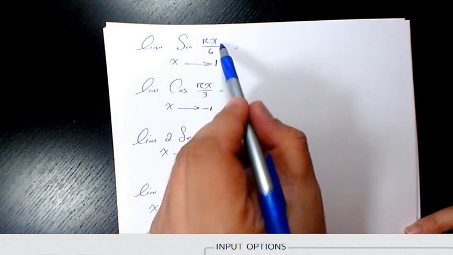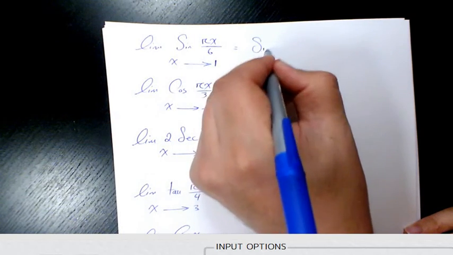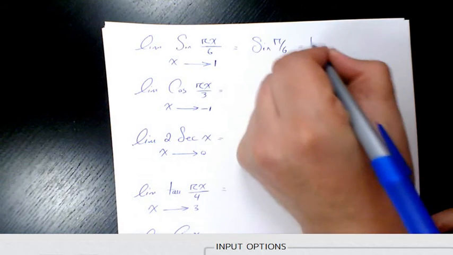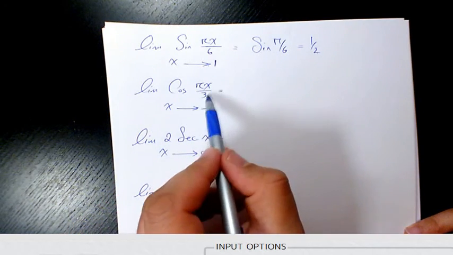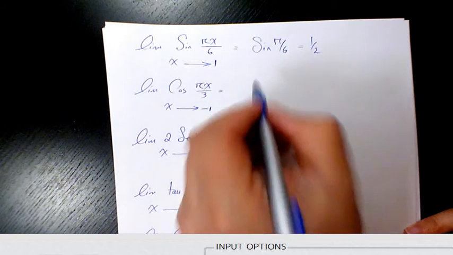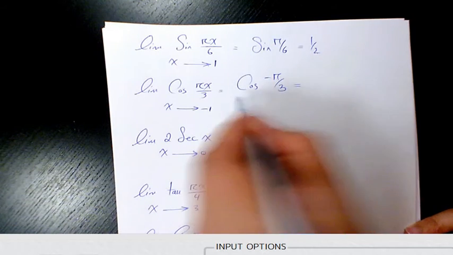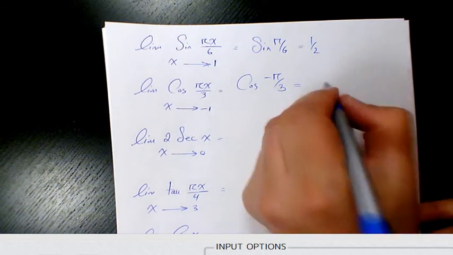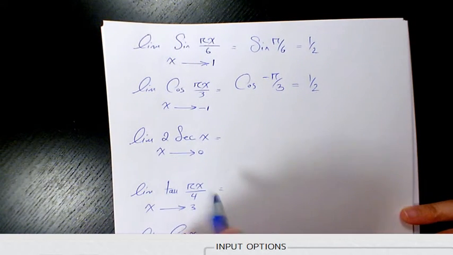Next one is the limit of sine pi x over 6 when x approaches 1. So that's going to be sine pi times 1 divided by 6. Sine pi over 6 is going to be 1 over 2. Next one is the limit of cosine pi times x over 3 when x approaches negative 1. That's going to be cosine of negative pi over 3. Cosine of negative pi over 3 is the same as cosine pi over 3, and that's going to be equal to positive 1 over 2.